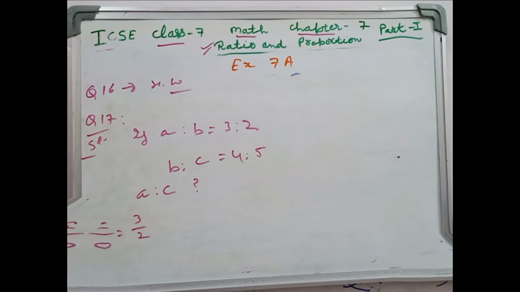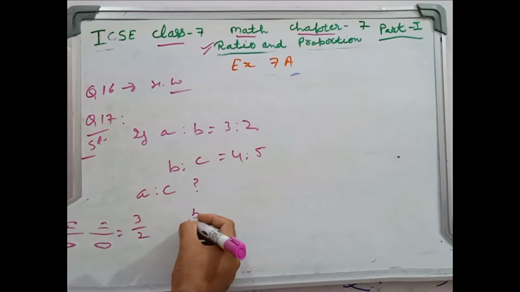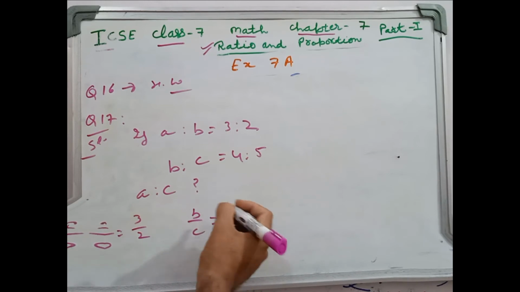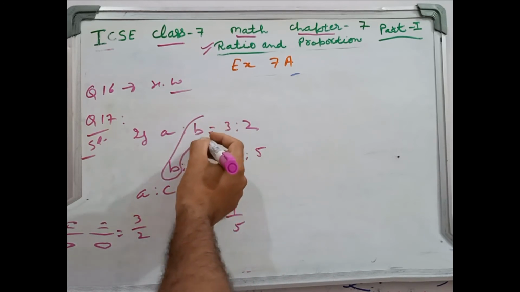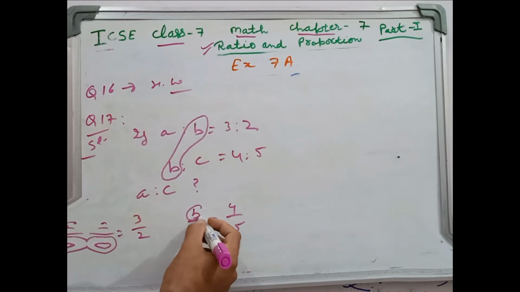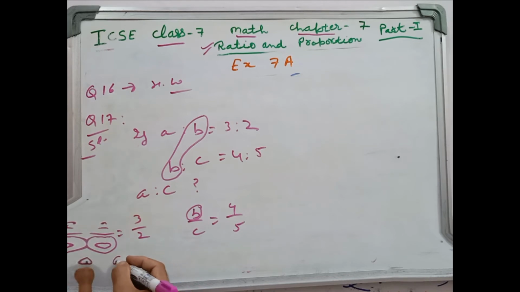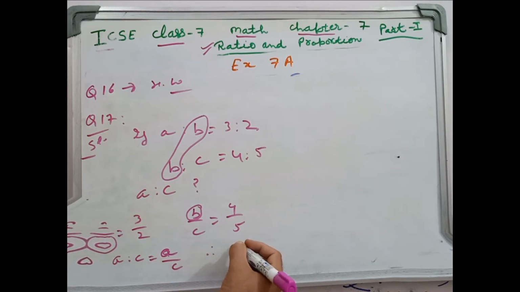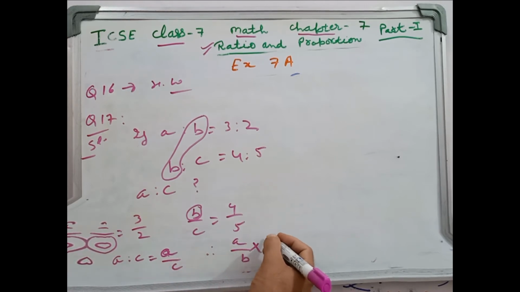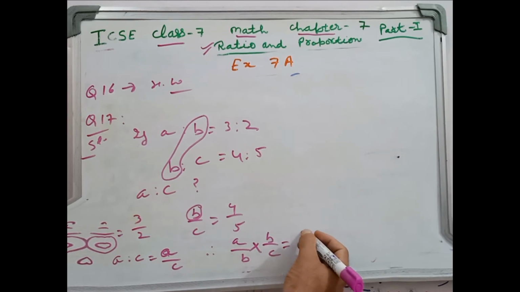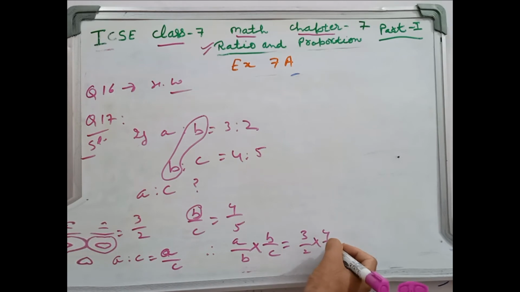You can write it as it is, and B ratio C can be written as 4 ratio 5. You will see this term is common in both the ratios. Now we have to find out A ratio C, that means A upon C. Therefore, we will multiply A upon B multiplied by B upon C, equal to 3 ratio 2 multiplied by 4 upon 5.